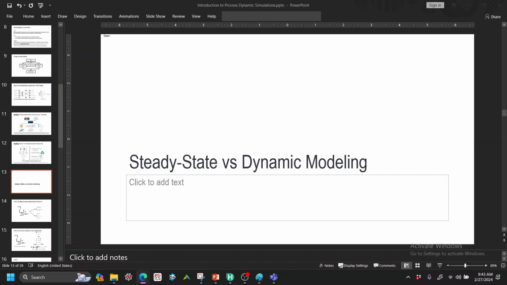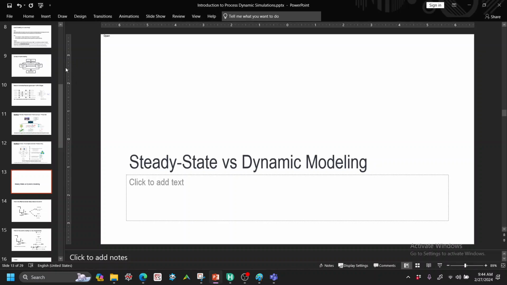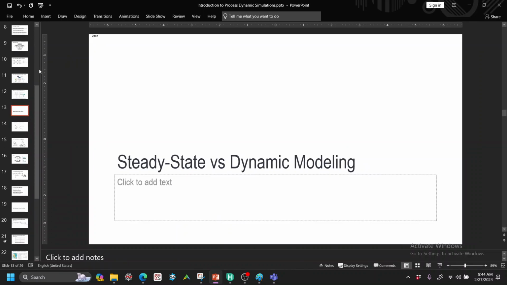So what do you know about steady state, and what do you know about dynamic modeling? I'll say in steady state, the whole process is in steady state. What does it mean in simple English? There are no changes in the system, no changes in the process variables. That is steady state. And the dynamic modeling? There are always fluctuations in the process variables. Yeah, very good, you're right. Congratulations. So that's basically what that means. One second, so that I can see the Teams on my other monitor.